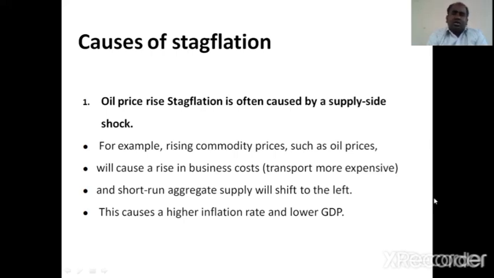And short run aggregate supply will shift to the left. That means the supply curve we have seen in the previous sessions, which should move from left to right, will shift from right to left. It means there is a shortage of supply. So this causes a higher inflation rate and lower GDP. GDP, as all of you know, is gross domestic product, the value of the total amount of goods and services produced in a year, and it will become lower.